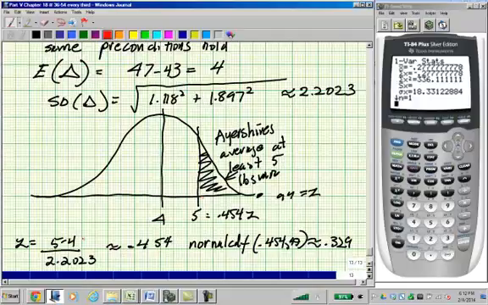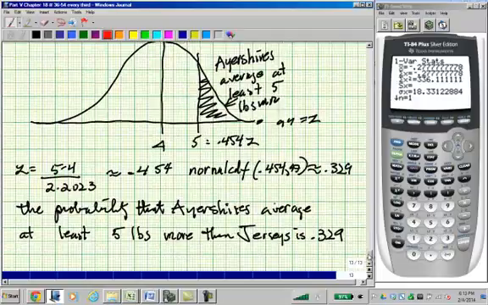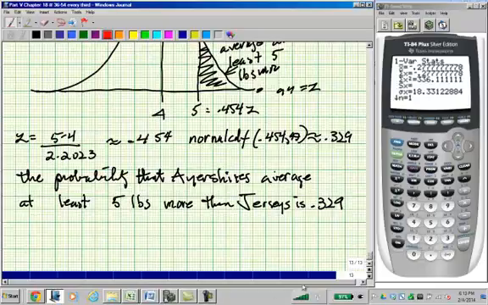So it's going to be 5.5 minus 4 over 2.2023, which is approximately, the z-score is approximately equal to 4.54. So we'll do a normal CDF of 4.54, comma 99, and that's approximately equal to 0.329. So the probability that Ayrshires average at least 5 pounds more than Jerseys is 0.329. That's it.